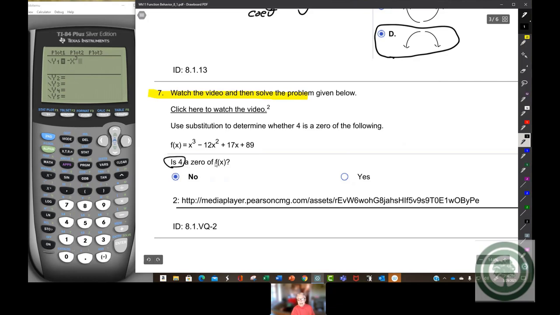And so they're asking us, and you can already see what the answer is, they're asking us to test 4. Is 4 a zero of the function? And use substitution. So we're going to find f of 4. And what f of 4 is code for is stick a 4 in for every x.